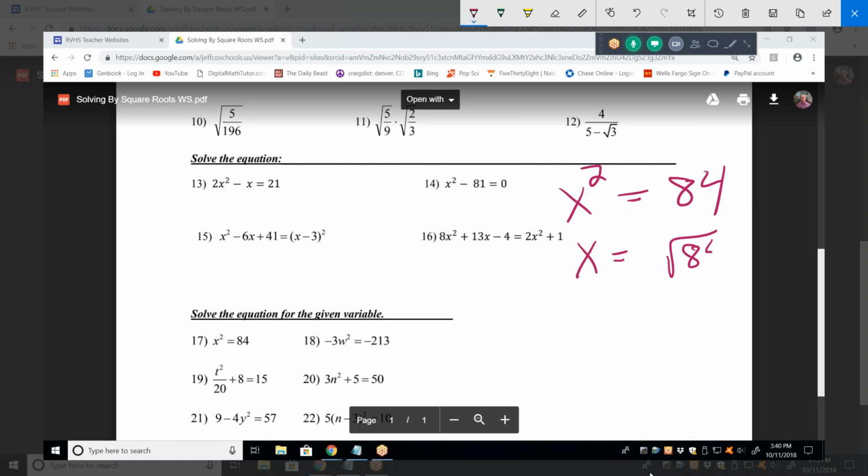Almost. How should you begin every sentence? With what words? Positive or negative? There you go. Because I'm taking the square root of both sides. When I take the square root of both sides in an equation, always begin your answer with the words plus or minus. Okay? So let's look at whether I can simplify that or not.